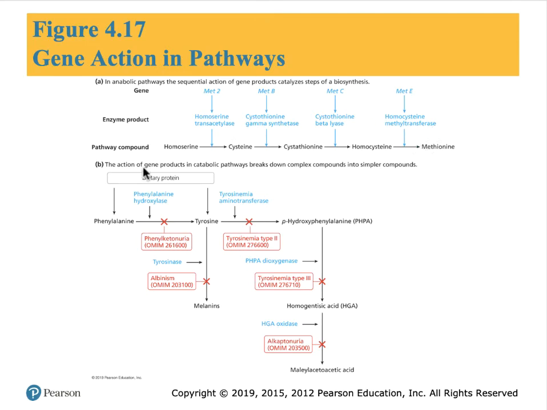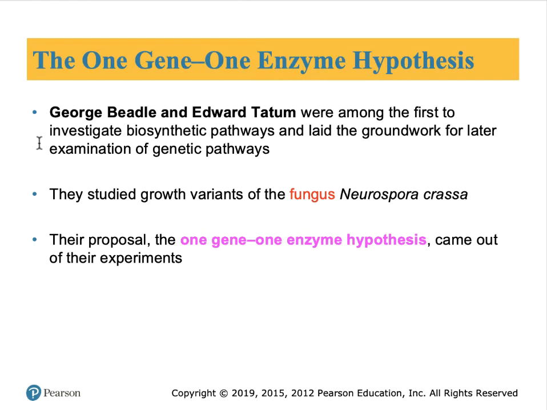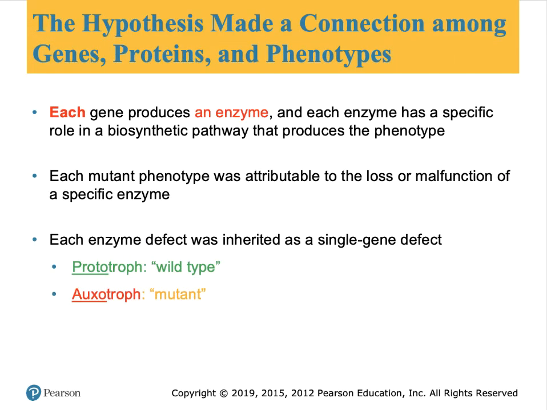The understanding of these pathways was first brought to the community by the work of Beadle and Tatum, who biochemically analyzed the fungus Neurospora crassa. It was they that first proposed the one gene, one enzyme hypothesis based on the evidence extracted from their experiments. What they basically said is that each gene produces an enzyme, that enzyme having a specific role in the biochemical pathway that they studied. Every time they produced a mutant phenotype, they could attribute that to the loss or malfunction of a particular enzyme in that pathway. So each enzyme defect was inherited as a single gene defect.